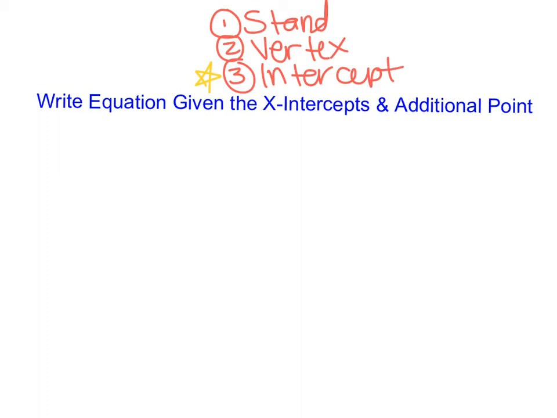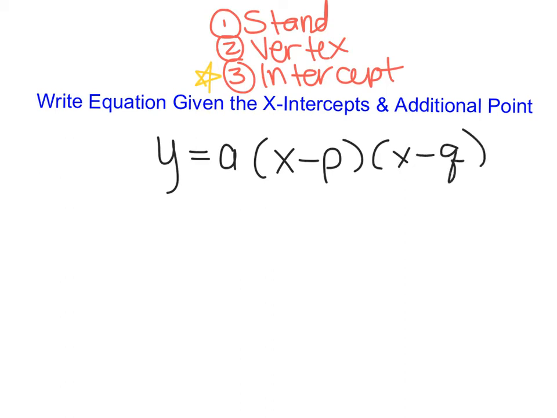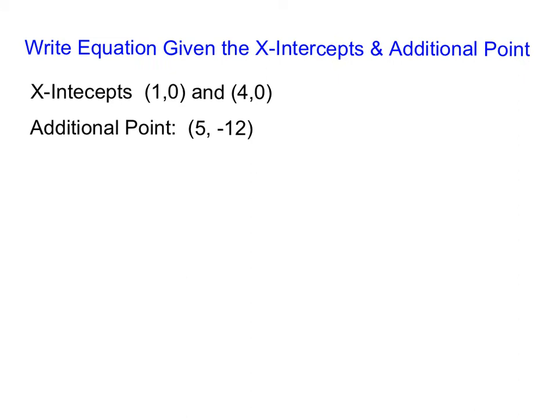So remember, intercept form is y equals, we have our a value, and then we have x minus p and x minus q in parentheses being multiplied. Now remember, this minus p and minus q really represents the opposite of your x-intercepts. That's why there's a subtraction there. So we're going to put the opposite of our x-intercepts in place of the p and in place of the q. So in this example, because we're given the x-intercepts, we're going to write our equation in intercept form.